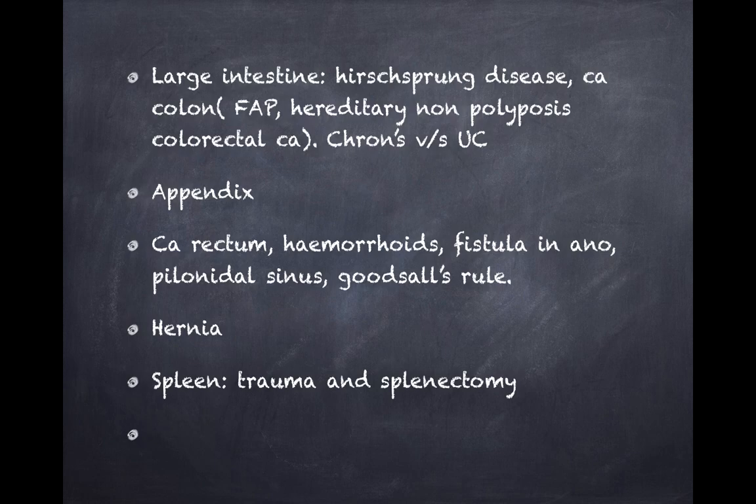Next, coming on to CA rectum, then hemorrhoids. Basically these are all the bottom topics, that is you have CA rectum, hemorrhoids, fistula in ano, and pilonidal sinus. Here, importantly about the Goodsall's rule, pay more attention towards this. What are the inclusion and exclusion criteria for the application of Goodsall's rule?